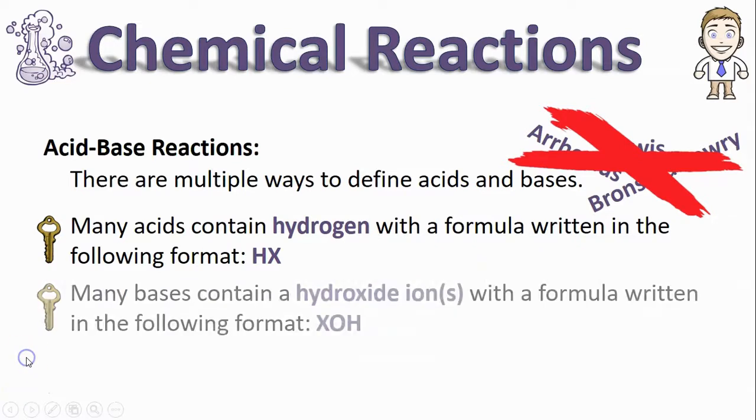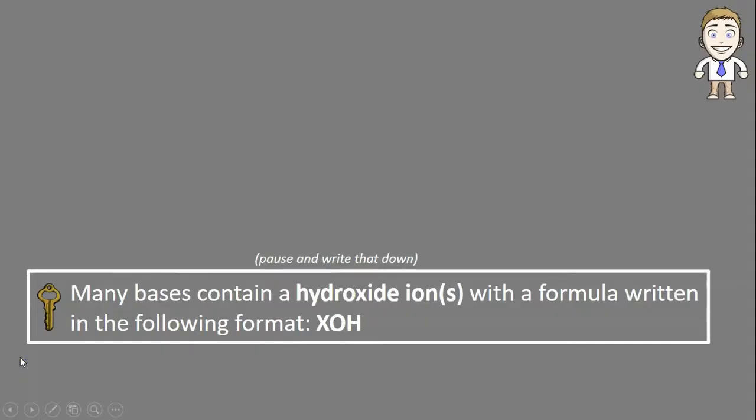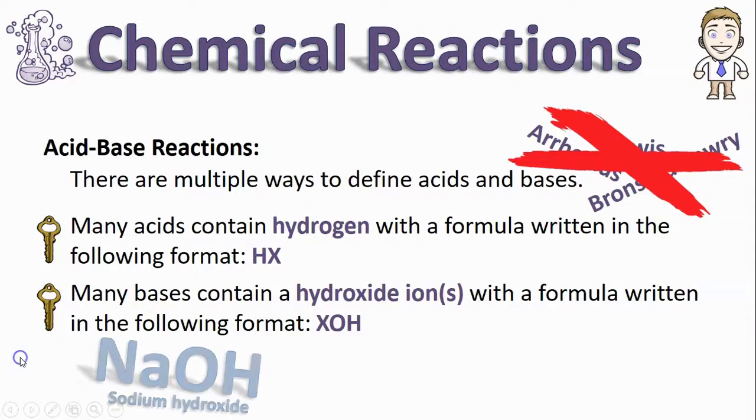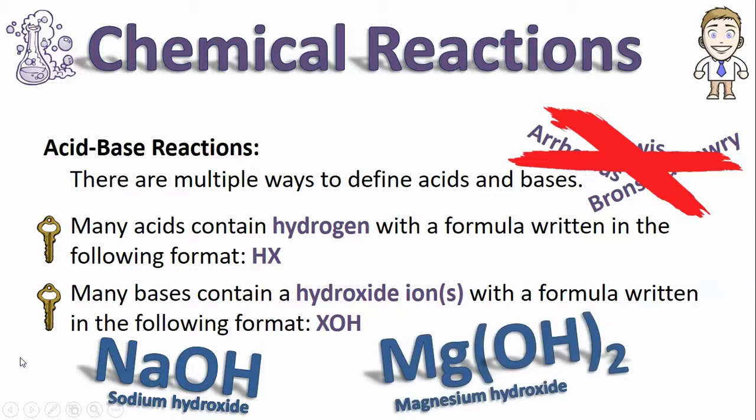And for bases, we'll very simply define them as substances containing a hydroxide ion or ions with a formula written in the following format, XOH. For some examples, we'll look at NaOH or MgOH2, both of which contain OH, the hydroxide ion. Therefore, we can identify both as bases.